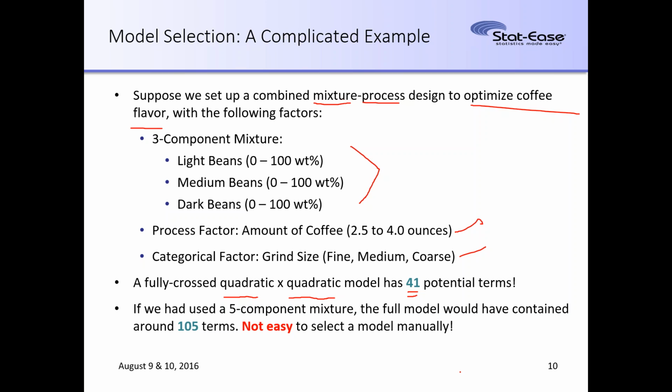This isn't actually an experiment that we did in our office. Originally, we were going to use a 5-component mixture, in which case the full model would have contained around 105 terms. Now, it's not easy in this case to select a model manually, having to deal with 105 terms that you're pulling in, you're taking out, and so on. And we've seen cases where this has gotten even more difficult.